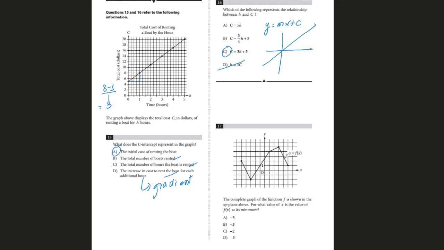All right, so the next question says the complete graph of the function f is shown. For which value of x is the value of f(x) at its minimum? You can see that the minimum value of f(x) is minus 2, it is over here. So x over here is minus 1, minus 2, minus 3. So minus 3 is the value of x when f(x) is at its minimum. So your answer is B.